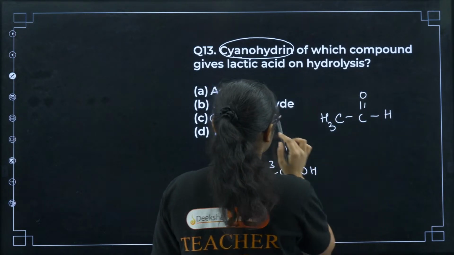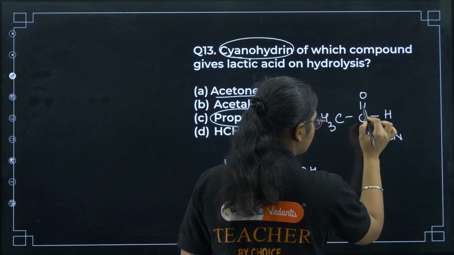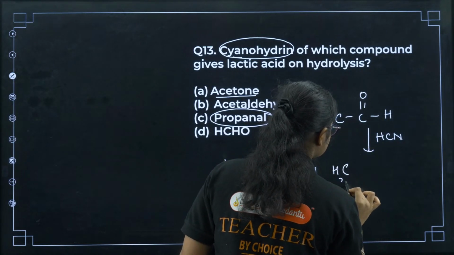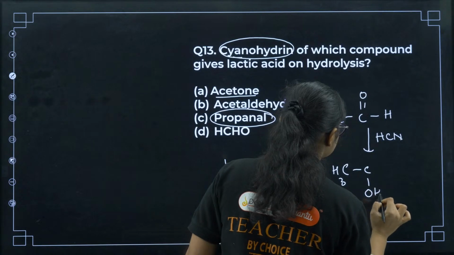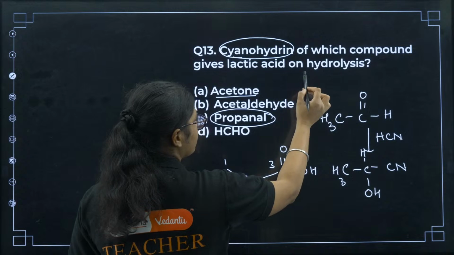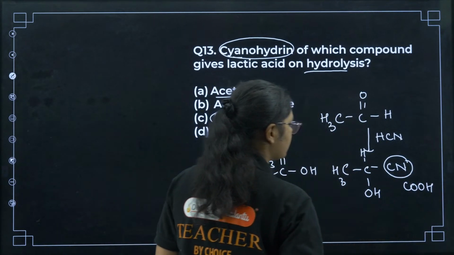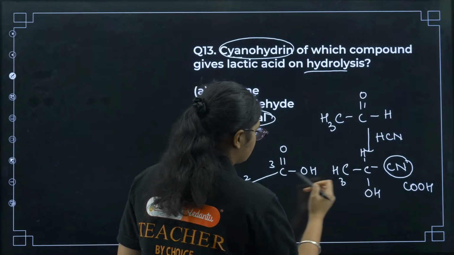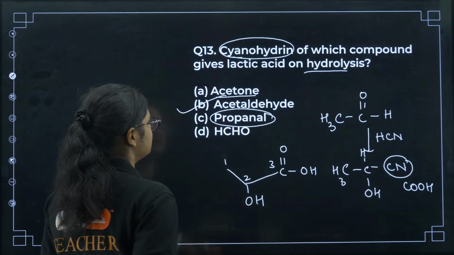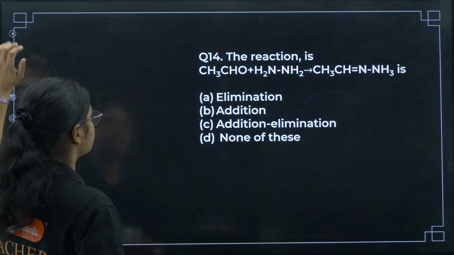CH3COH. Now if I do cyanohydrin, I'll add HCN. So what will happen? 1 OH and 1 CN will come. So CH3COH, H and then CN. Now if you do hydrolysis, this one will get converted to COH. So we will get the desired product. So the correct answer is option number B. Yes, B is the correct answer.